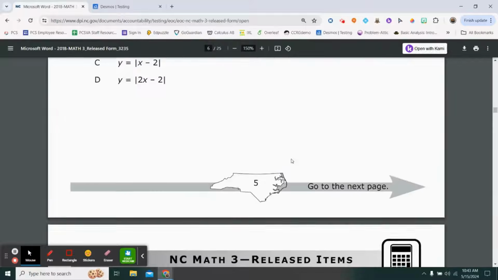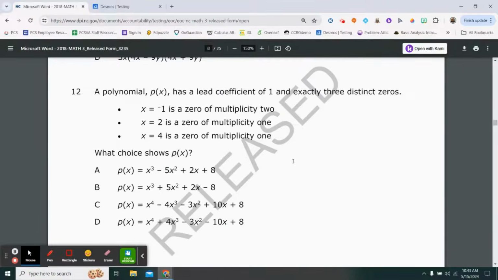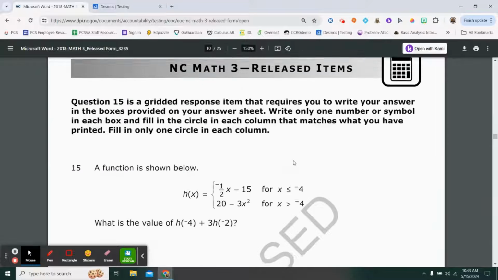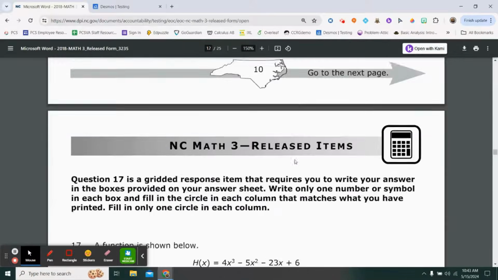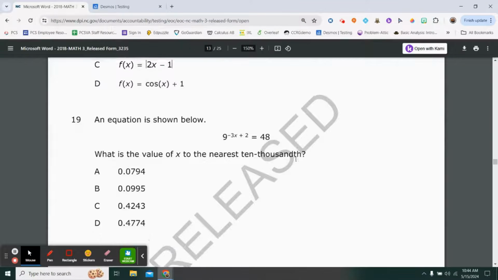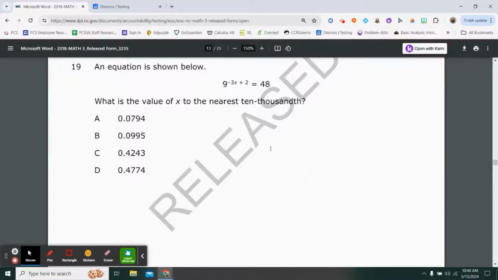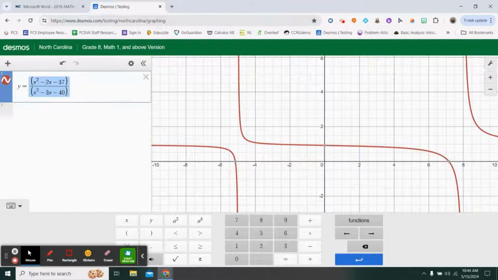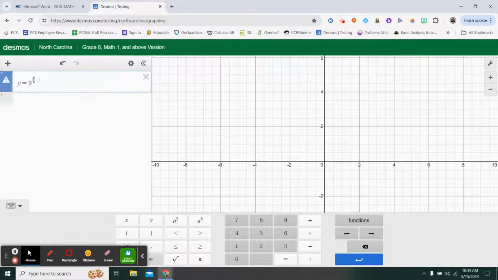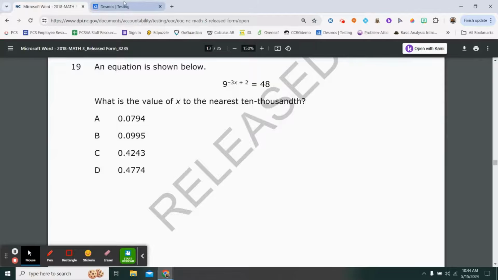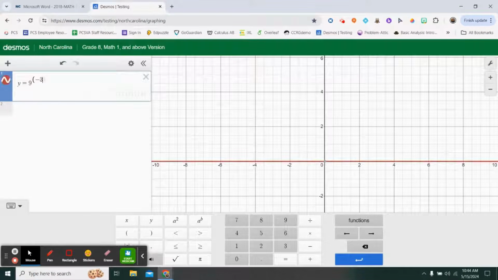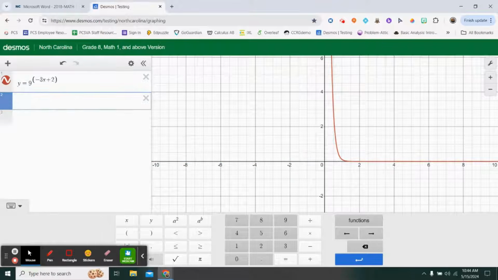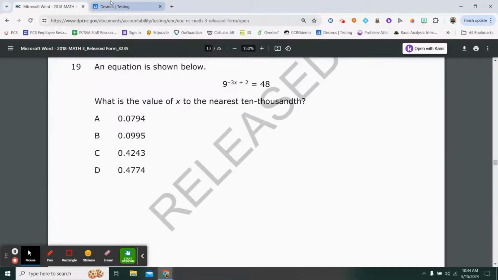You're finding the overlap. All right, another big strategy that could help you multiple times is solving an equation that's just a regular old equal sign, find x. So if I'm looking at number 19 from the Math 3 release exam, I'm going to solve this by doing y equals the left side, y equals the right side of this equation, and see where they overlap. So I'm going to do y equals 9 to the, and if you're putting multiple things in the exponent, you need to use parentheses, negative 3x plus 2. Then in the second line, I do y equals the right side of the equation, which was 48.